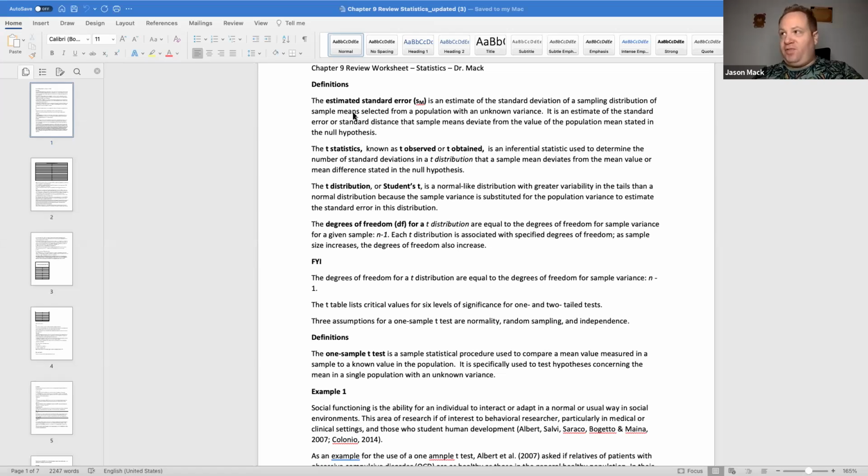Okay, some definitions. The estimated standard error, SM, is an estimate of the standard deviation of a sampling distribution of sample means selected from a population with an unknown variance.